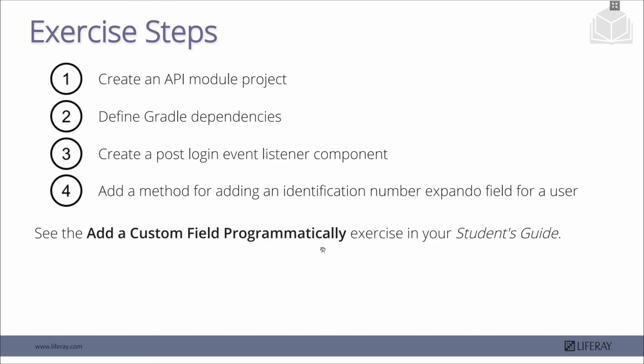So taking a look at some of the steps here, we're going to start off by creating a module project. This will be the API module project. We'll define our Gradle dependencies. We'll then create and implement the component as a post-login event listener. We'll talk about that as we go through the exercise. And then we'll implement the methods needed in order to add the functionality to create or add the custom field as the user logs in. Whew. So that's a mouthful there. Let's go ahead and take a look at the code, and we'll kind of further dive into this example.